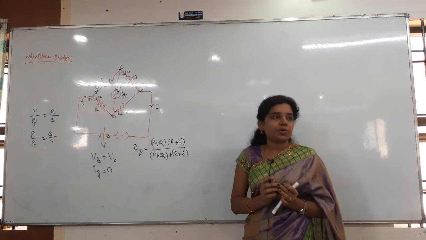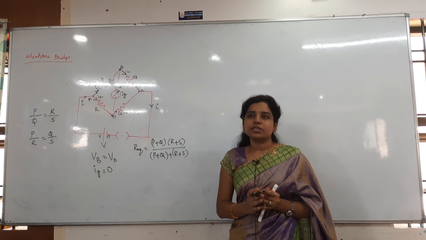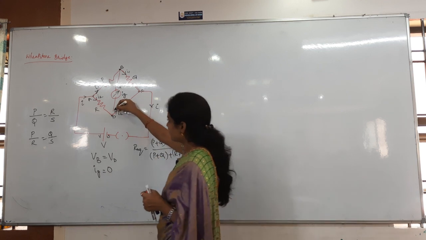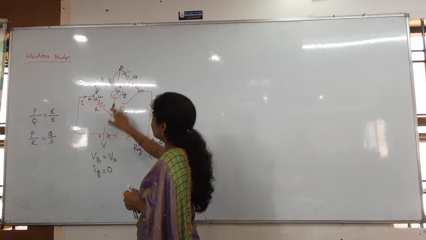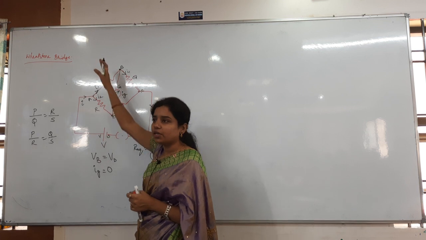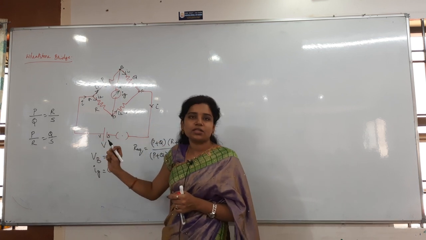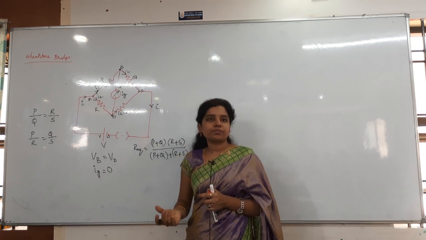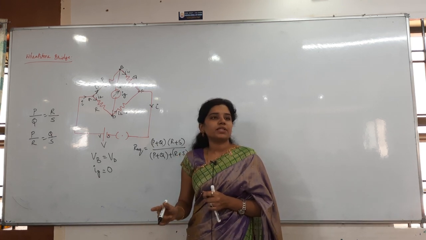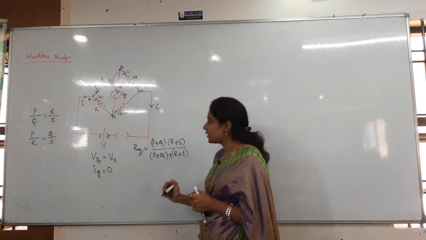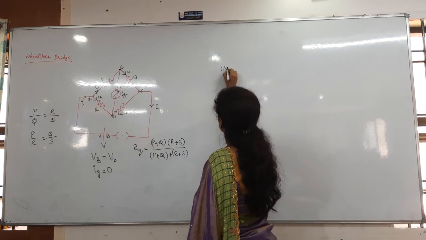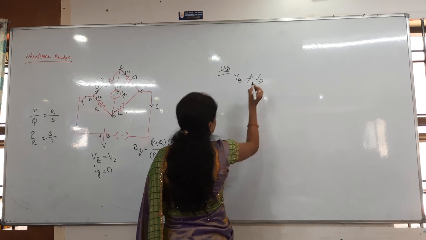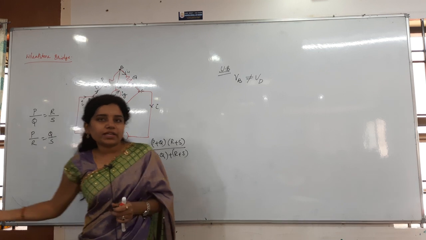Unbalanced condition is important for the direction of current. In which direction current will flow is important. Now, if the bridge is unbalanced, here I am getting a difference of potentials. VB and VD are not equal. Then only the bridge is unbalanced. If both are not equal, there is a potential difference. If a potential difference is there, current flow is there. So whenever the bridge is unbalanced, VB is not equal to VD.